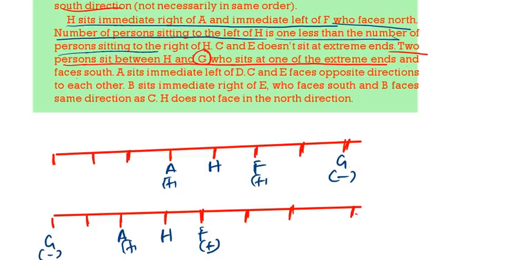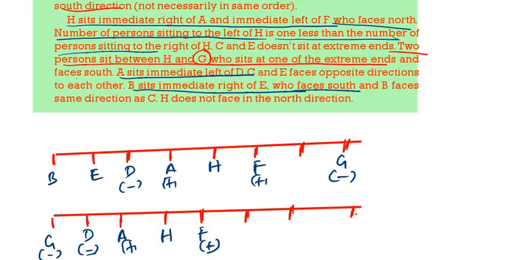Then A is on the immediate left of D. That means A is on the immediate right of D. So D is facing south. Then B is on the immediate right of E, who faces south. That means B is on the immediate left of E and E is facing south. Here also B is on the immediate left of E, who faces south.